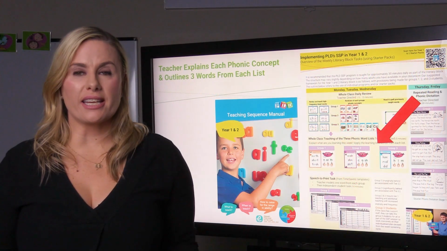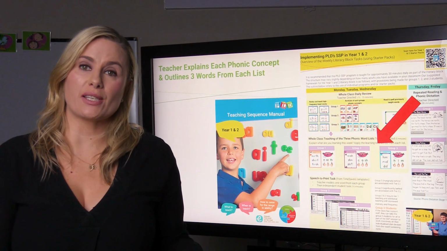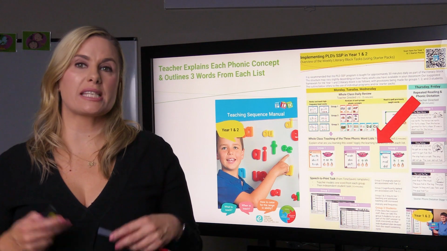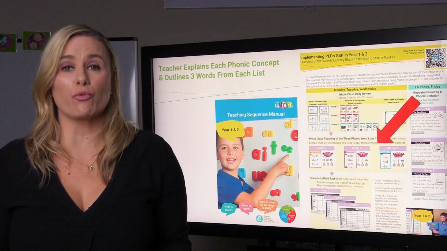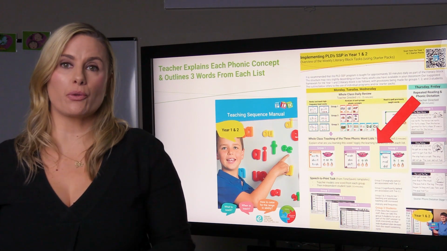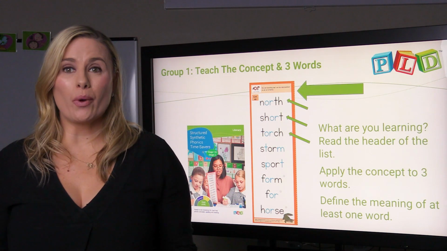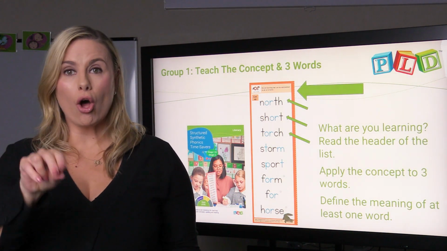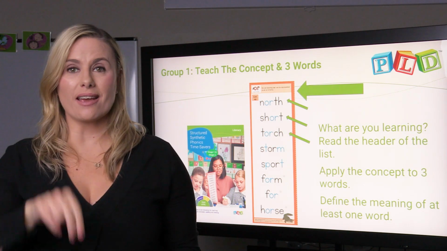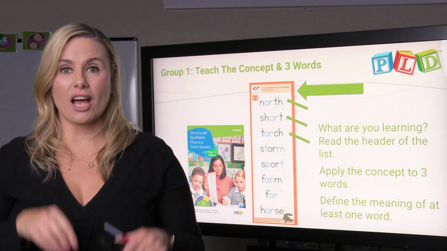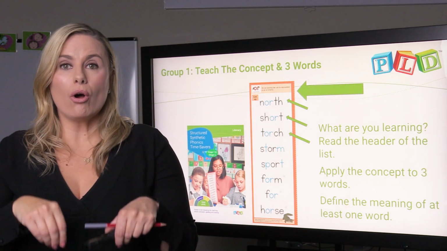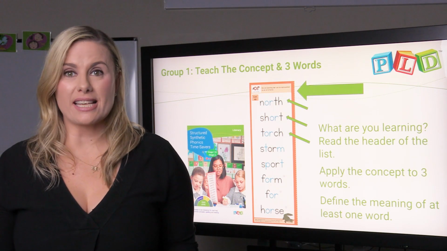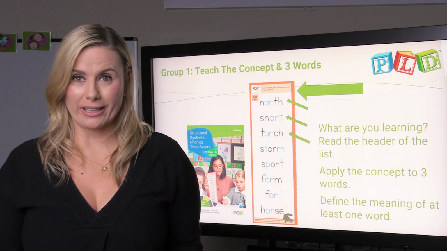Once we have revised each group's phonic concepts from the previous 3 weeks, we now move into explicitly teaching the phonic concepts relevant to each word list for the week. Group 1, we are learning a whole new digraph today. We are learning that 2 letters, O and R, when working together, make the digraph sound OR, as in horse. Let's apply the OR of horse to our first 3 list words.